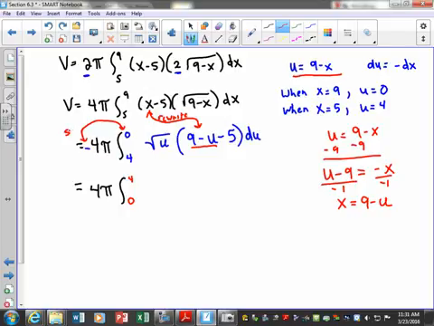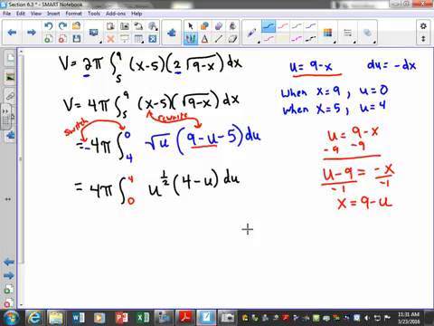I'm going to make a note. I'll say switch, which is going to affect that. This I will rewrite as u to the 1/2 power. And what would this side simplify to? 4 minus u du. Okay, so we just do 9 minus 5 is just 4 minus u.